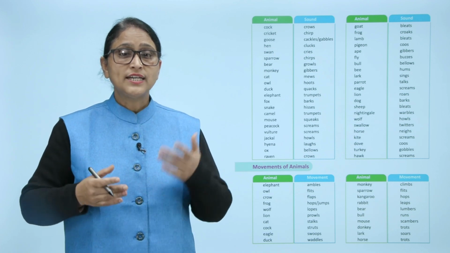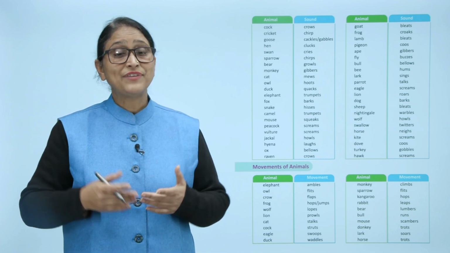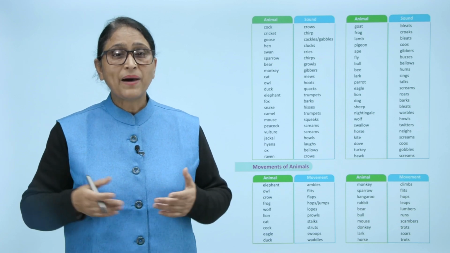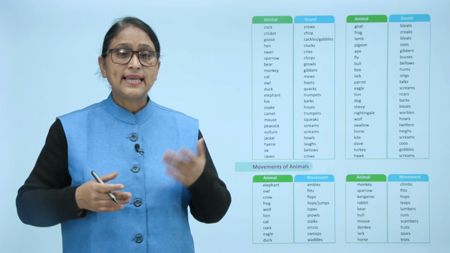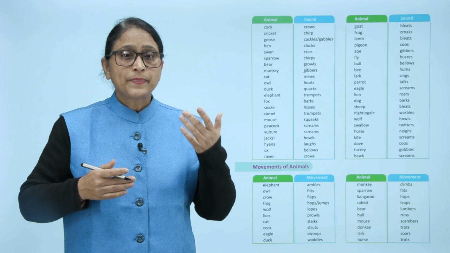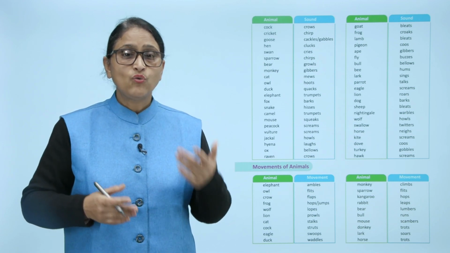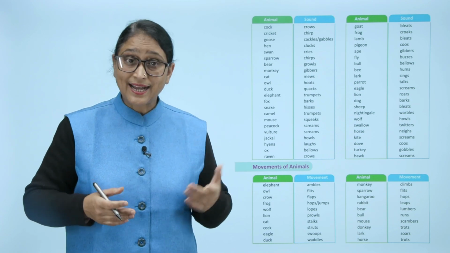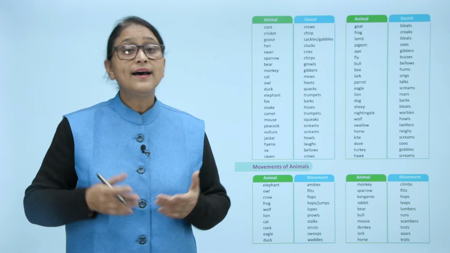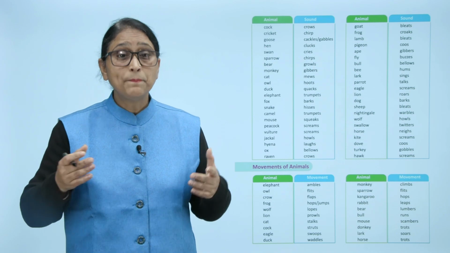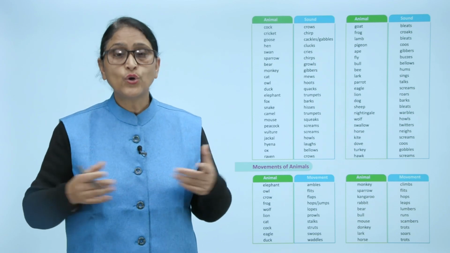owl hoots, duck quacks, elephant trumpets, fox barks, snake hisses, camel trumpets, mouse squeaks, peacock screams, vulture screams, jackal howls, hyena laughs, ox bellows, raven croaks.